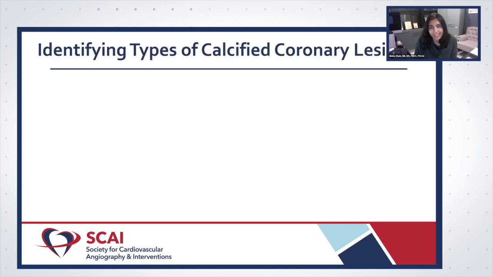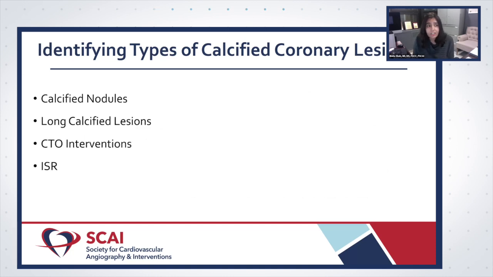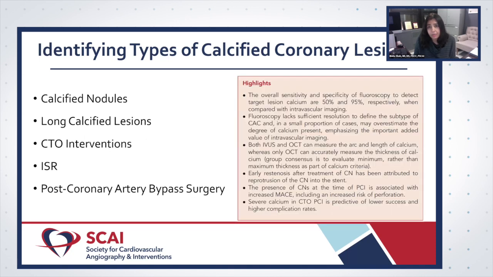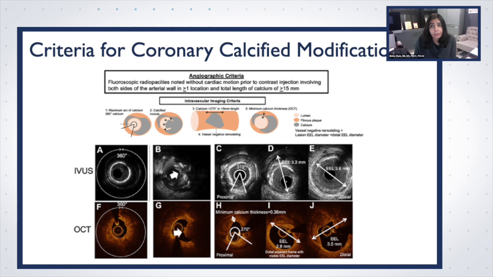So when looking at identifying types of calcified coronary lesions, we have tackled all of the various phenotypes, including calcified nodules, long calcified lesions, CTO interventions, ISR, in-stent restenosis, post-coronary artery bypass surgery, the challenges associated with that, and do provide a highlight statement to summarize some of the key take-home points, or some interesting things that we put into the document that we do think that everyone should know and is not necessarily common knowledge.